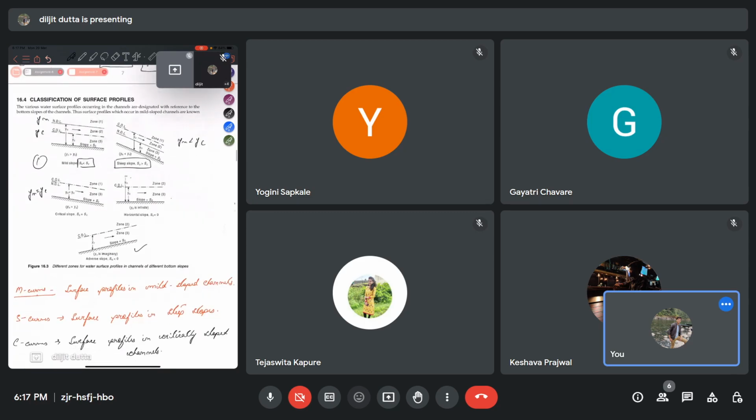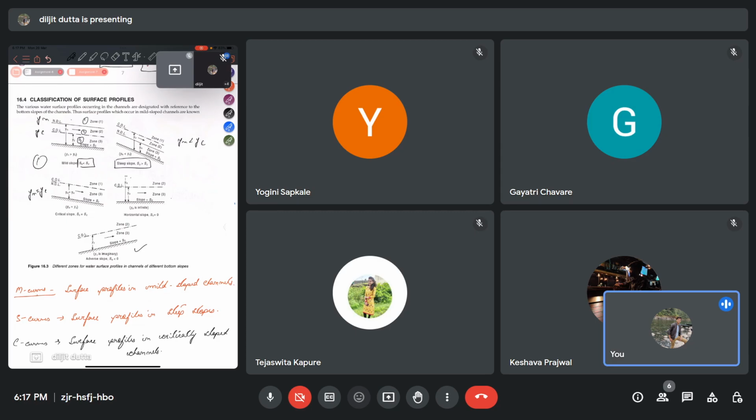Now suppose we consider the first case, that is mild slope. So we know yn and we know yc. So the depth of flow, that is y, at any instant of time can be in 3 regions. It can be greater than yn, so it falls in region 1, or it can be between yn and yc, so it falls in region 2, or it can be less than yc, that is it falls in region 3.